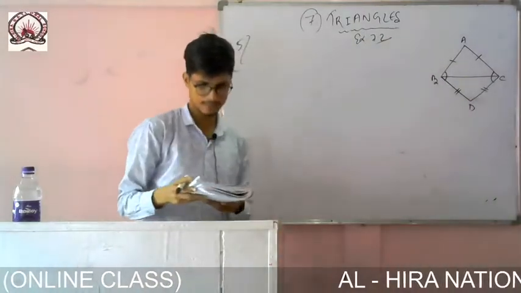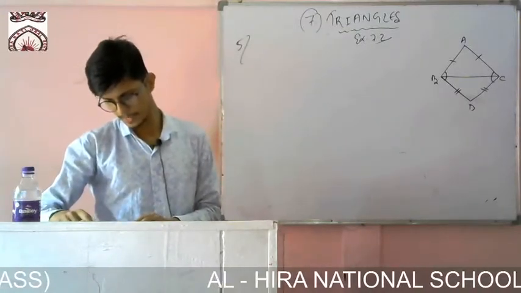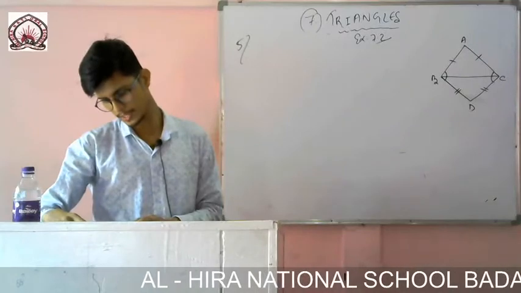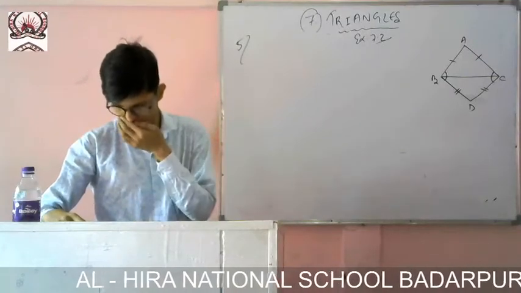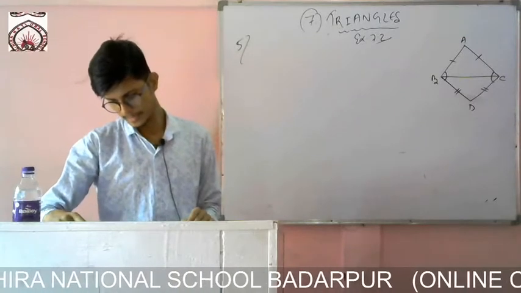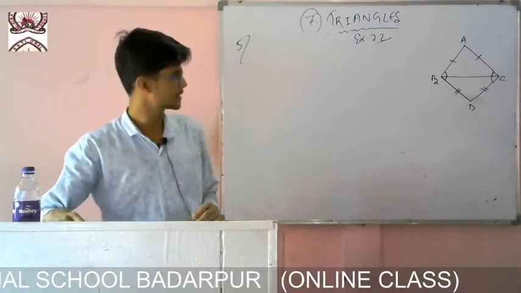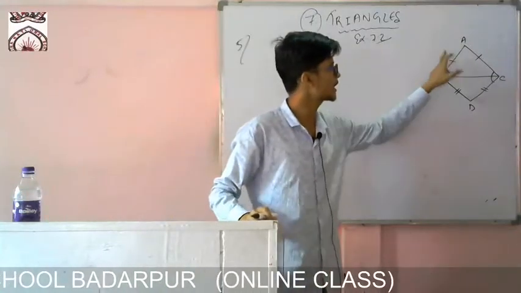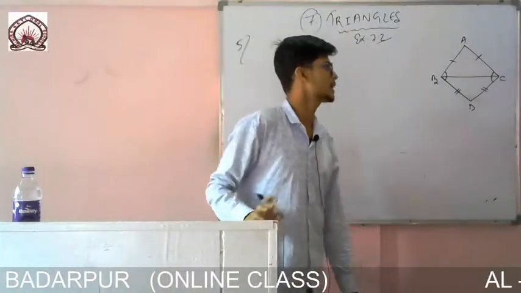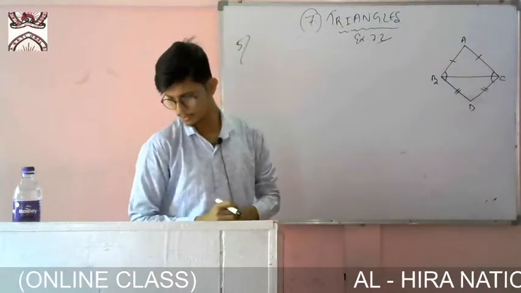Okay, so this is given in the question: triangles ABC and DBC are two isosceles triangles on the same base BC. Show that angle ABD is equal to angle ACD. So you have to show this one, angle ABD is equal to angle ACD, and very easily you can show it.